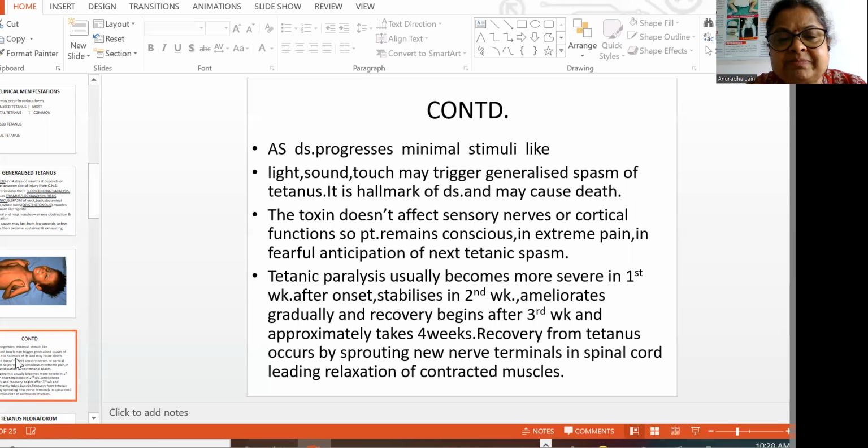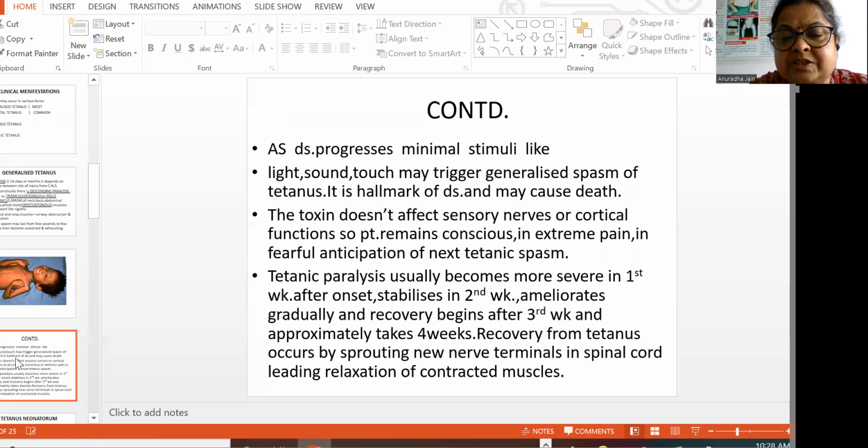The toxin doesn't affect the sensory nerves or cortical function. So if cortical function is not affected, the patient will be conscious, and he is aware of his spasm. He is in extreme pain because the sensory nerves are also not damaged. There are sensations. So he feels pain, he feels anxiety because of the preserved cortical functions.